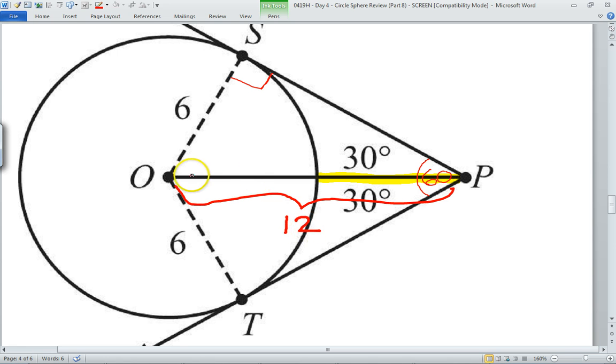Now, can you tell me what this distance is right here? How long is this little guy? Well, I'm hoping you were saying that it was 6. The reason it's 6 is because it is a radius. The radius is 6, so I've got one here, that's 6. I've got another one there, that's 6. But this is also a radius, so it will be 6. Well, we're ready to answer the question, aren't we?